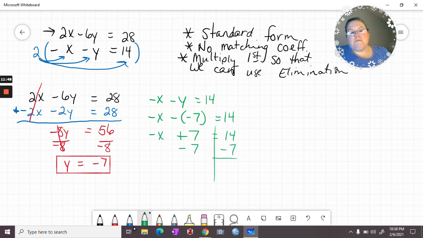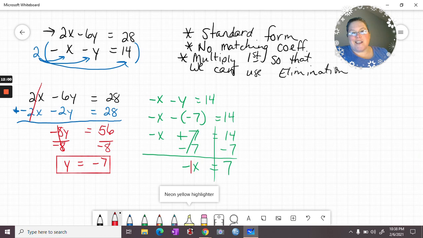Subtract 7 from both sides, and we get negative x equals positive 7. So remember, when I don't have a coefficient listed in front, it's technically a 1. So this is negative 1 times x. So I'm going to divide by negative 1, and we get x equals negative 7.